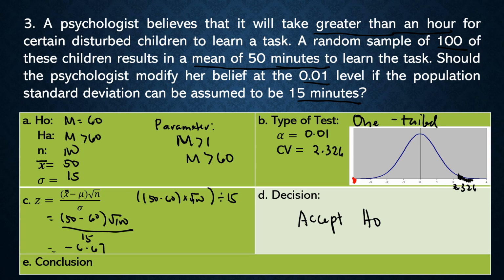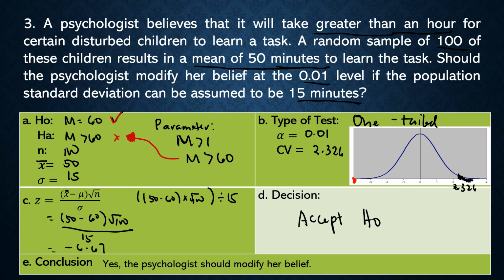Now, since we accept the null hypothesis, automatically this is correct and this is not correct. So the null hypothesis is correct. The alternative hypothesis is not correct. However, our parameter deals with the alternative hypothesis. Since it deals with our alternative hypothesis, it implies that the parameter is not correct. So therefore, we can say that the conclusion is, yes, the psychologist should modify her belief.